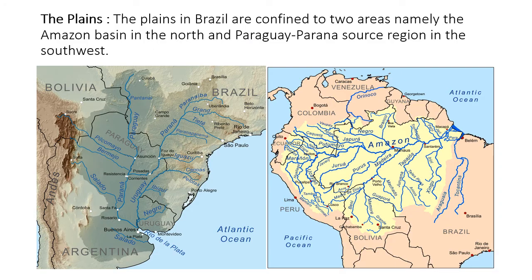Dear children, now let's talk about the next physical unit of Brazil, which is the plains. We can see the plains lie mainly in two areas, the Amazon River Basin and the Paraguay-Parana River Basin. You see, except these, there are no long, extending, wide plains in Brazil. Now let's talk about these plains in some detail.